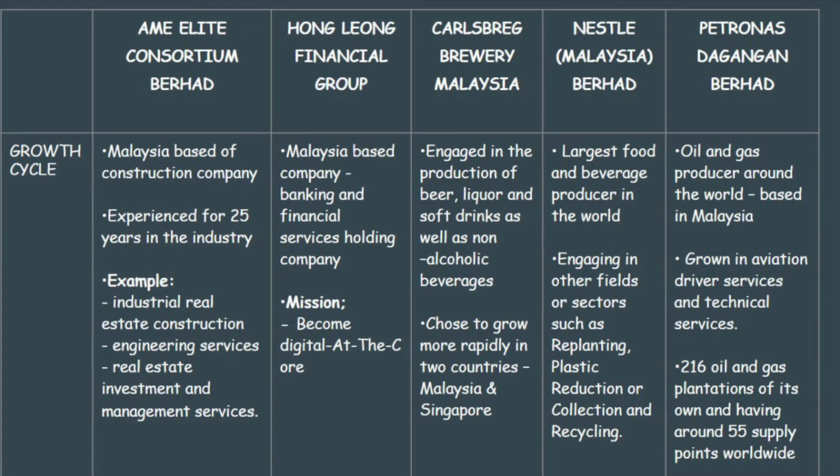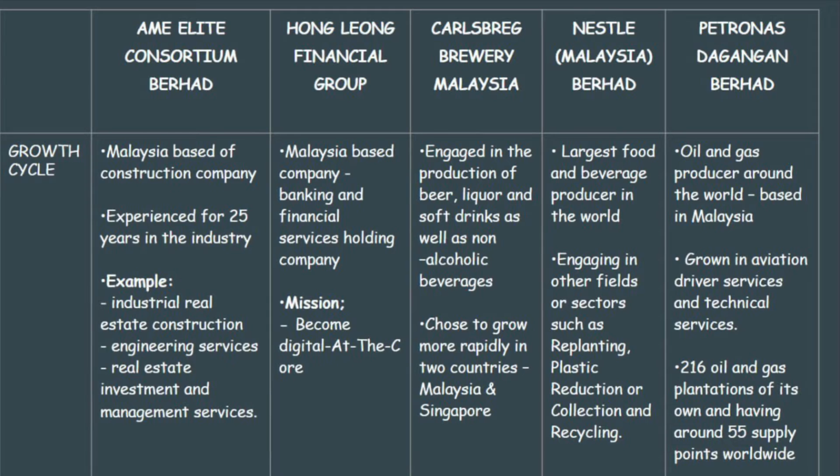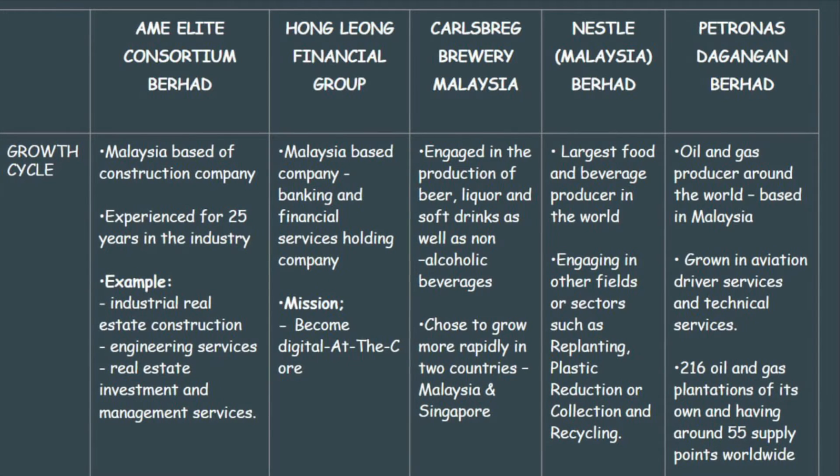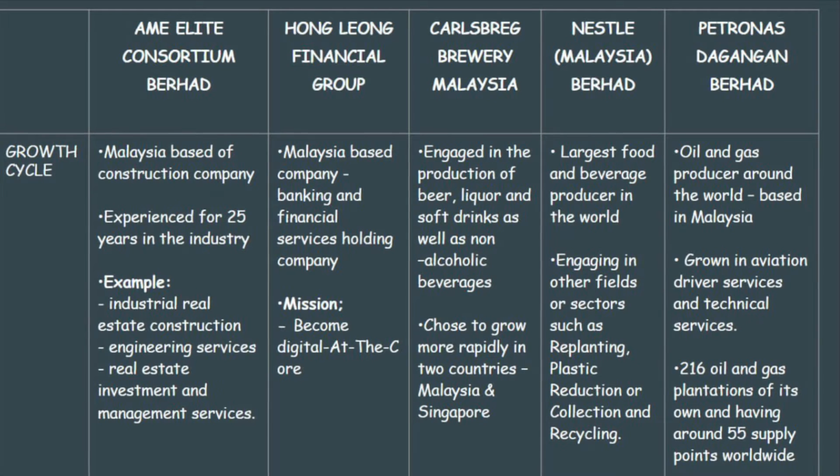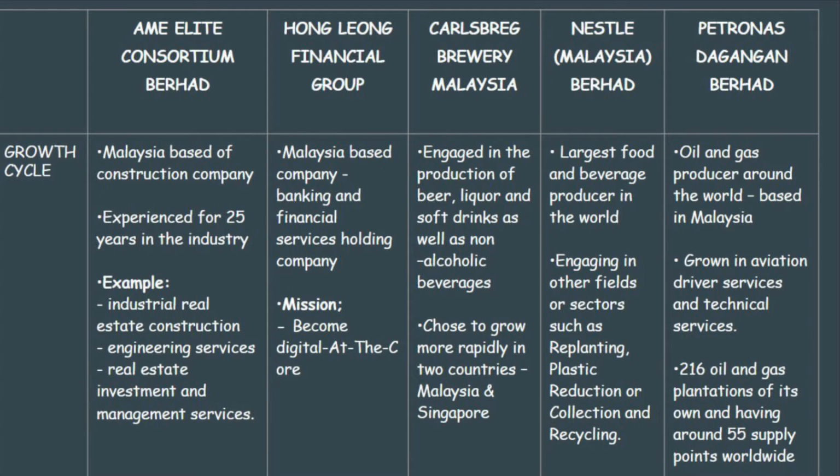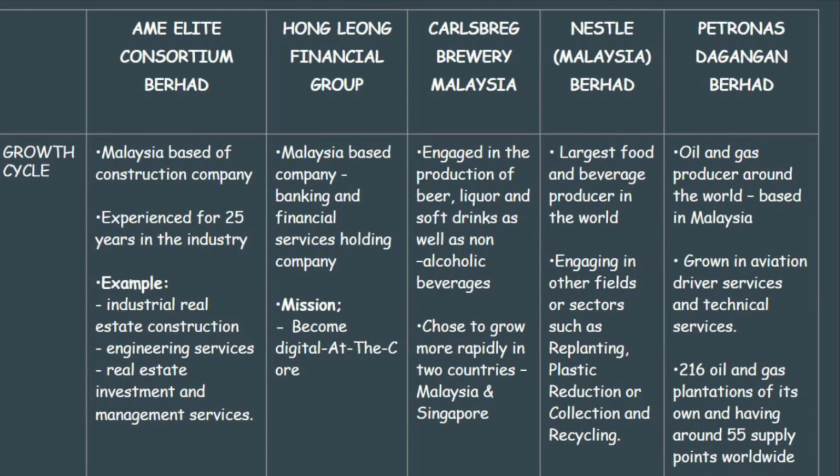Now, we go to the next company in terms of growth cycle. Hong Leong Financial Group is also a Malaysia-based company but in a different sector, which is banking and financial service holding company. And the second point shows that the mission of this company is to become digital at the core. What is meant here is that one of their biggest missions is to be a digital bank which wants to offer financial services that are different from others.